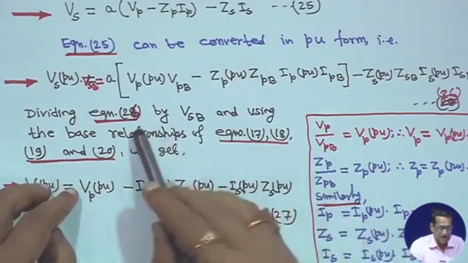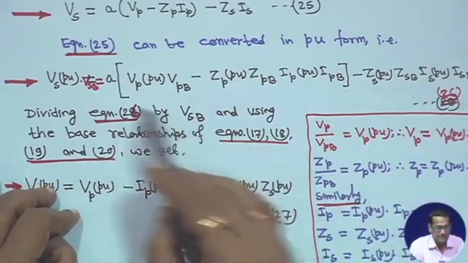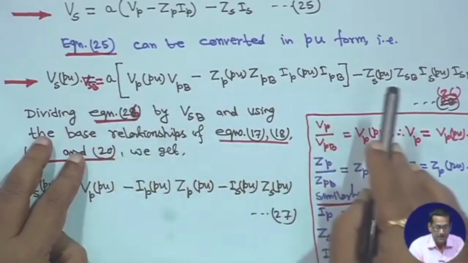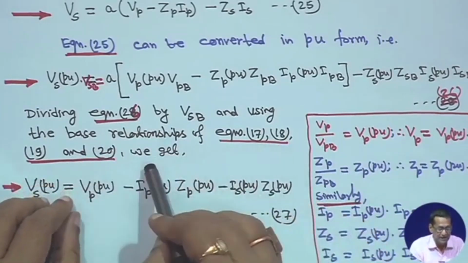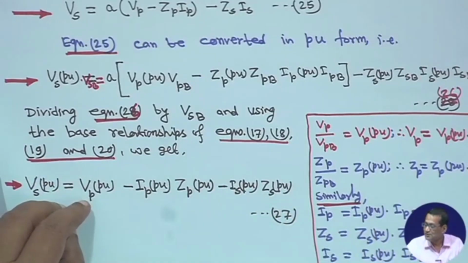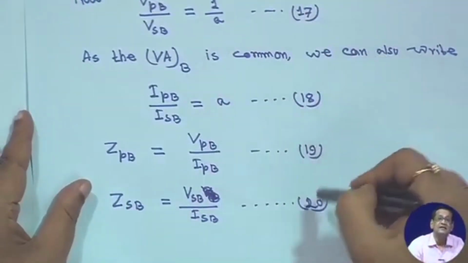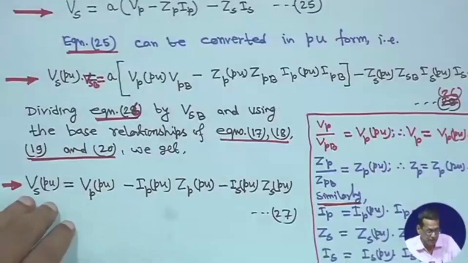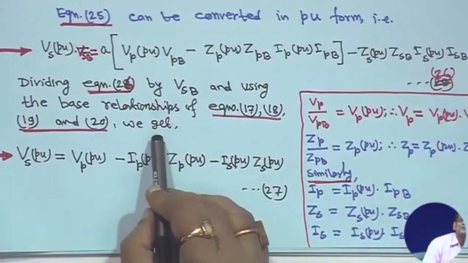Now, dividing equation 26 by VSB. So, the left hand side has the VSB term. So, all this equation you divide by VSB and use the base relationships of equations 17, 18, 19 and 20. Whatever equations we have shown for base quantities, you use that and substitute there. If you do so, you will get, this part I think is understandable, you can do it, right.